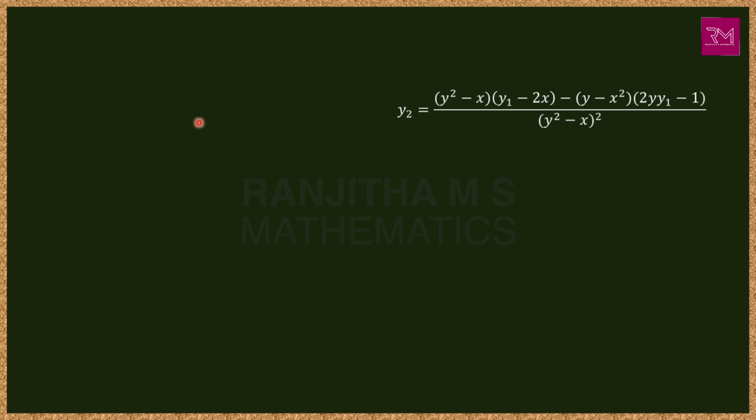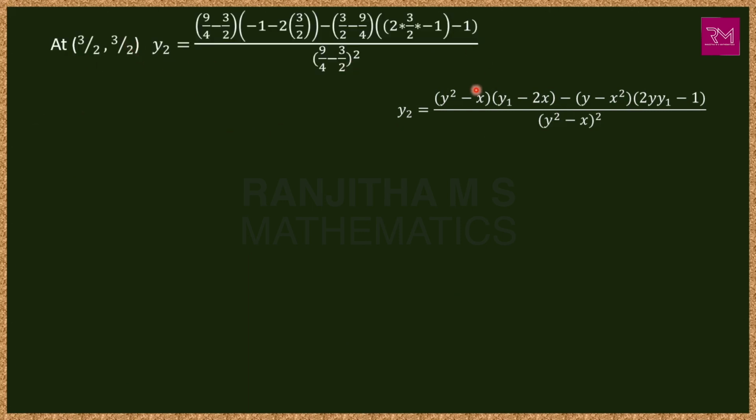This is our y2. At (3/2, 3/2), substituting the x value as 3/2 and the y value as 3/2, we get 9/4 minus, this is y squared is 9/4, minus x is 3/2, into y1 value is minus 1, minus 2 into x value is 3/2, minus y value is 3/2 minus x squared is 9/4, into 2 into y value is 3/2 into y1 is minus 1, minus 1, divided by y squared is 9/4 minus x is 3/2, whole squared. Substitute the values carefully and simplify.